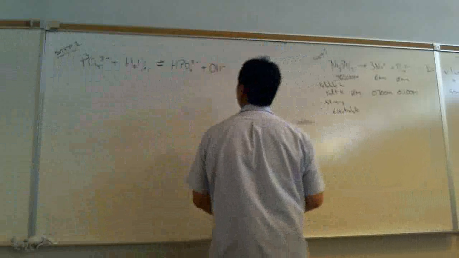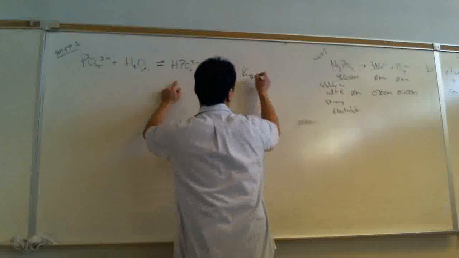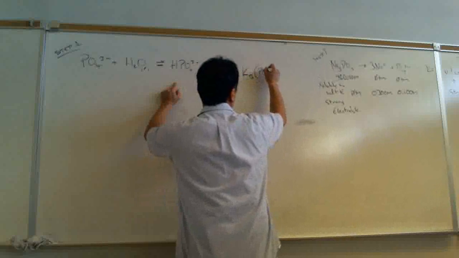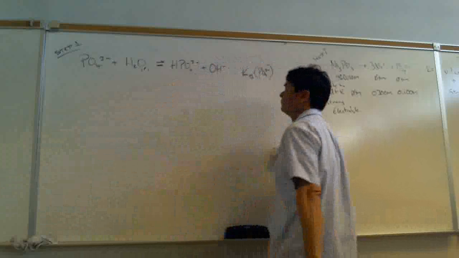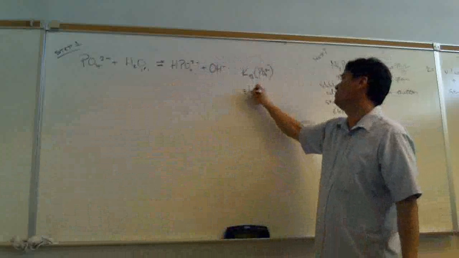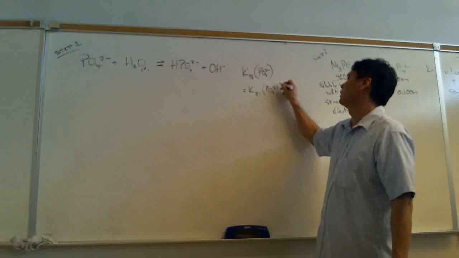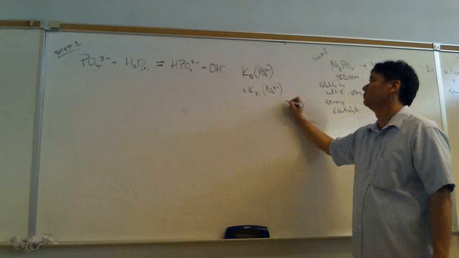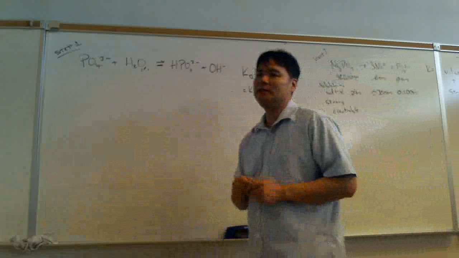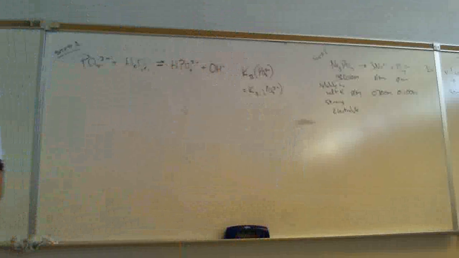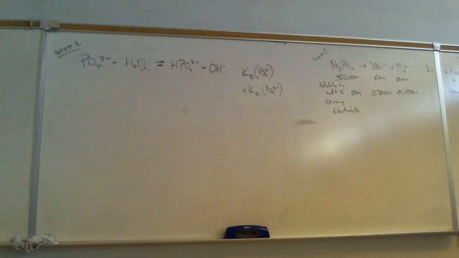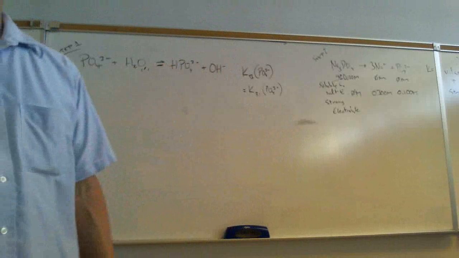This is called Kb, base hydrolysis for the base phosphate. It's also called Kb1 for phosphate. But the problem is Kb1 or Kb for phosphate isn't given in the book. I don't see it in the book, and I don't see it on this chart up here. Kb for ammonia is given in the book, 1.8 times 10 to the minus 5.